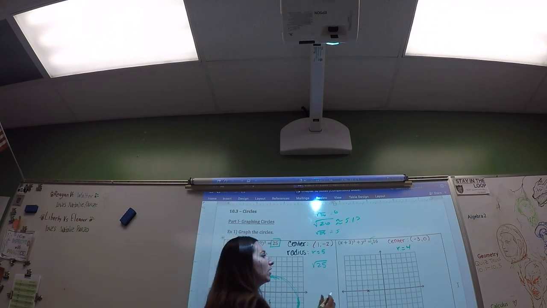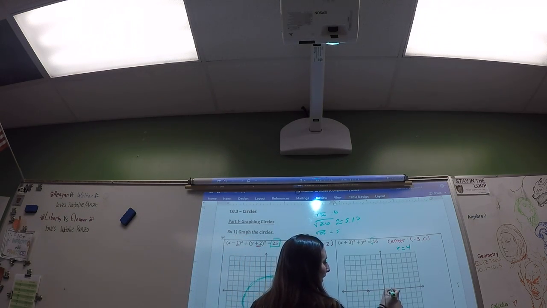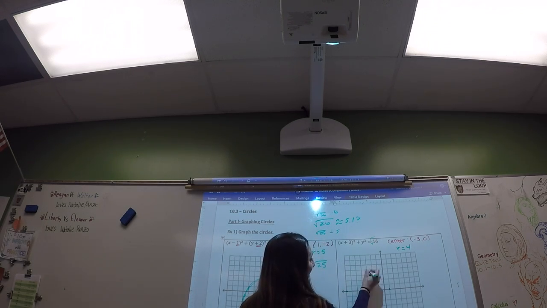I don't know. We're going to go 4 to the right, put a dot. We're going to go 4 down and put a dot. We're going to go 4 to the left and put a dot. And then we're going to go 4 up and put a dot. And then we're going to round off our little points so that it doesn't look like a square.